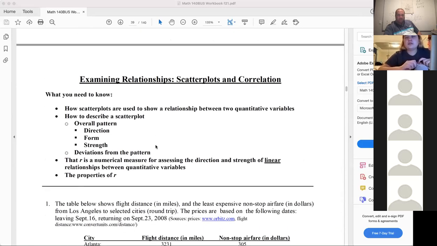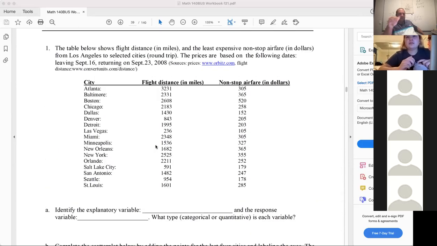So scatter plots and correlation. Number 1, the table below shows flight distances in miles and the least expensive nonstop airfare in dollars from Los Angeles to selected cities round trip. The prices are based on the following dates. This all occurred a long time ago, 2008. What is the explanatory variable and what is the response variable? Which one, if anything, should have the effect on the other one?